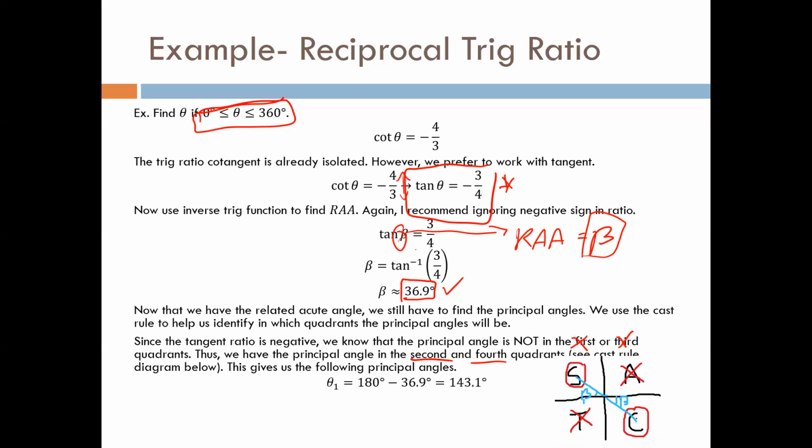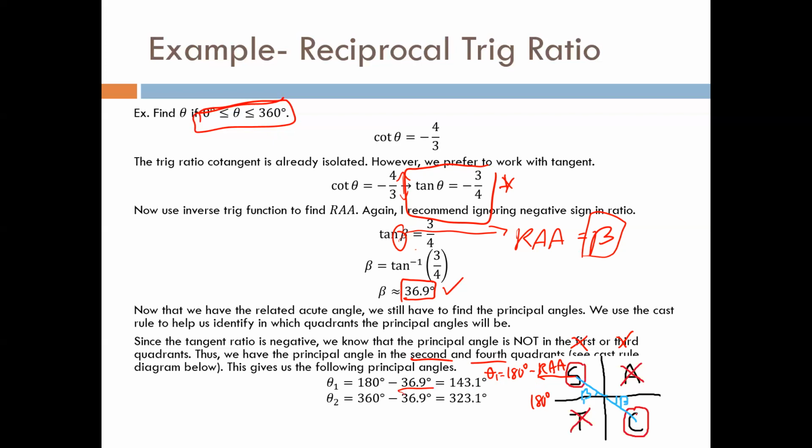So if it's in the second quadrant, we use a little bit of math here. We know that the principal angle is simply going to be 180 minus the related acute angle. And luckily, we already know what the related acute angle is. It's 36.9. So we end up getting an answer of 143.1.